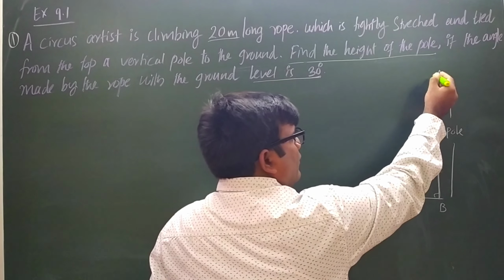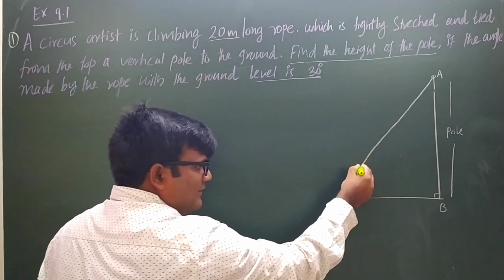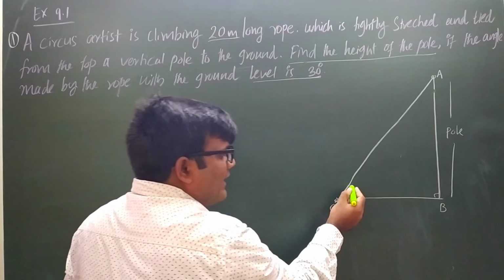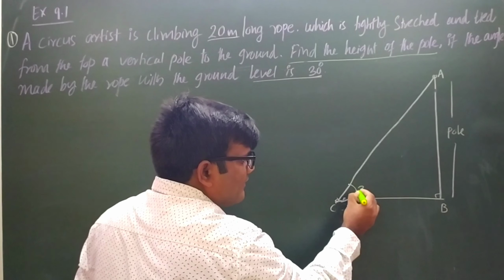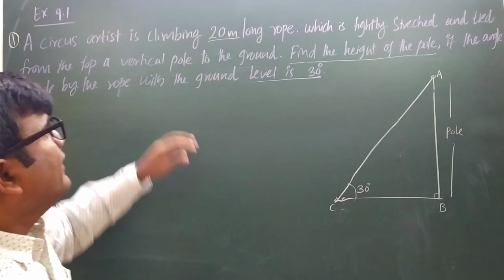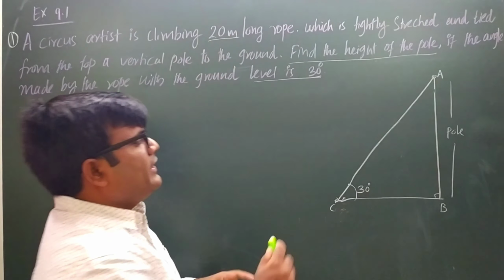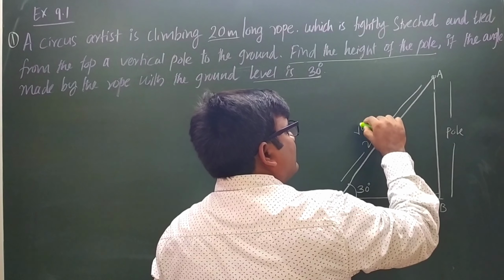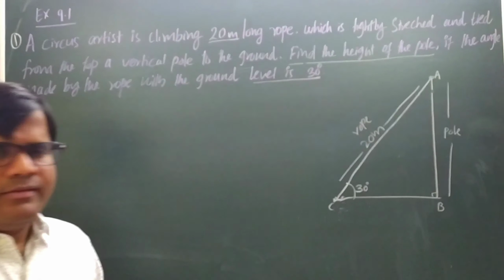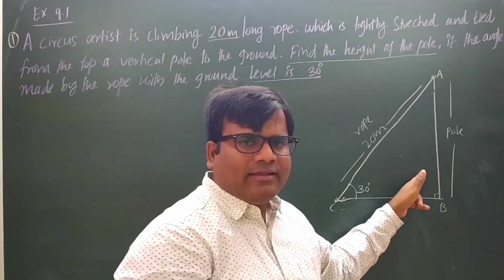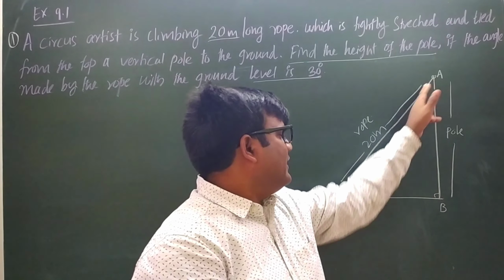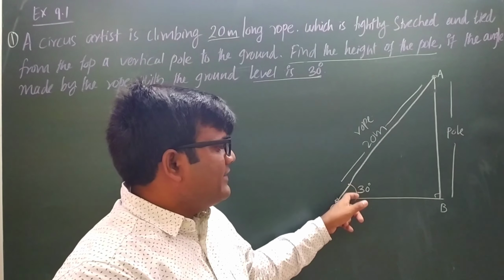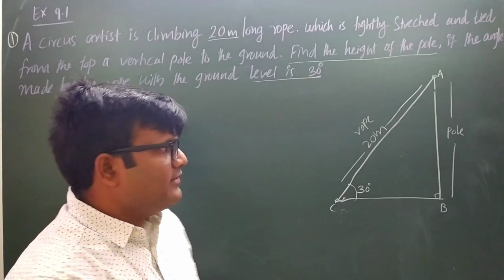Now this one is the ground, ABC. One rope is tied like this. The angle between the rope and the ground is 30 degrees. Next, the length of the rope is 20 meters. So this one is the rope. This vertical line is the height of the pole. Next, AC is the rope. Angle B is equal to 90 degrees. Angle C is equal to 30 degrees.